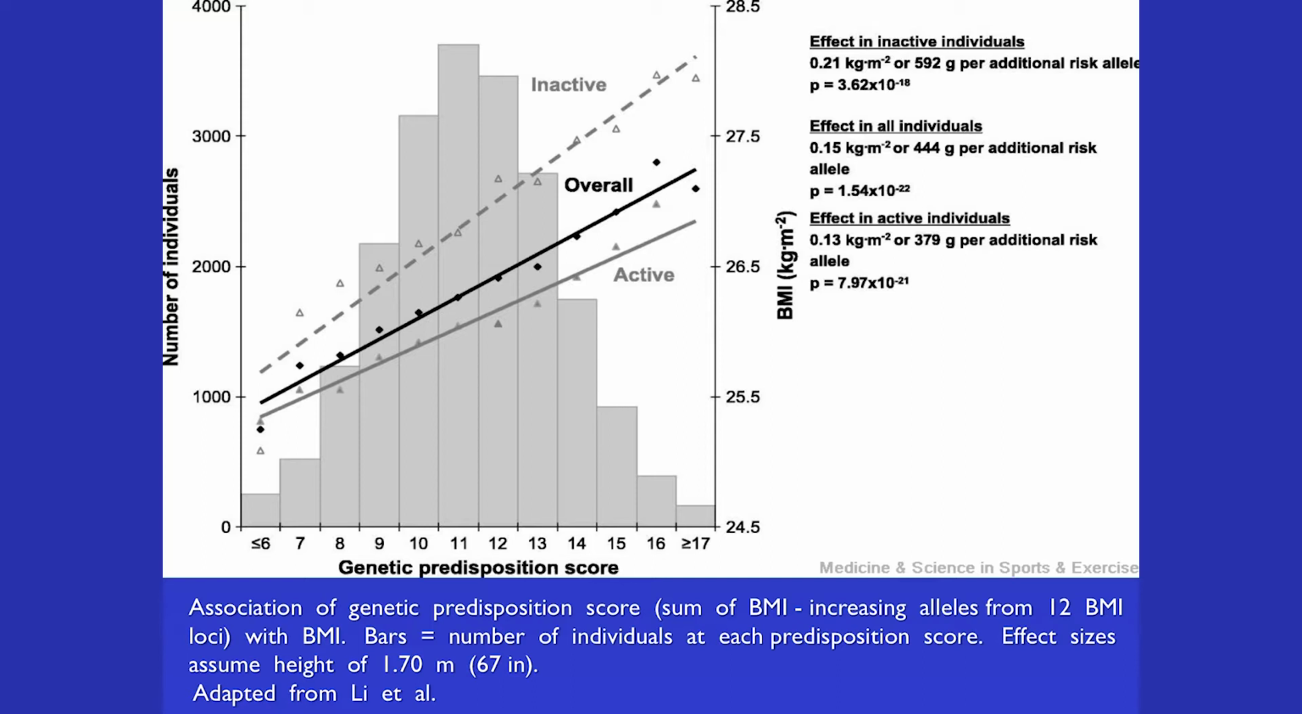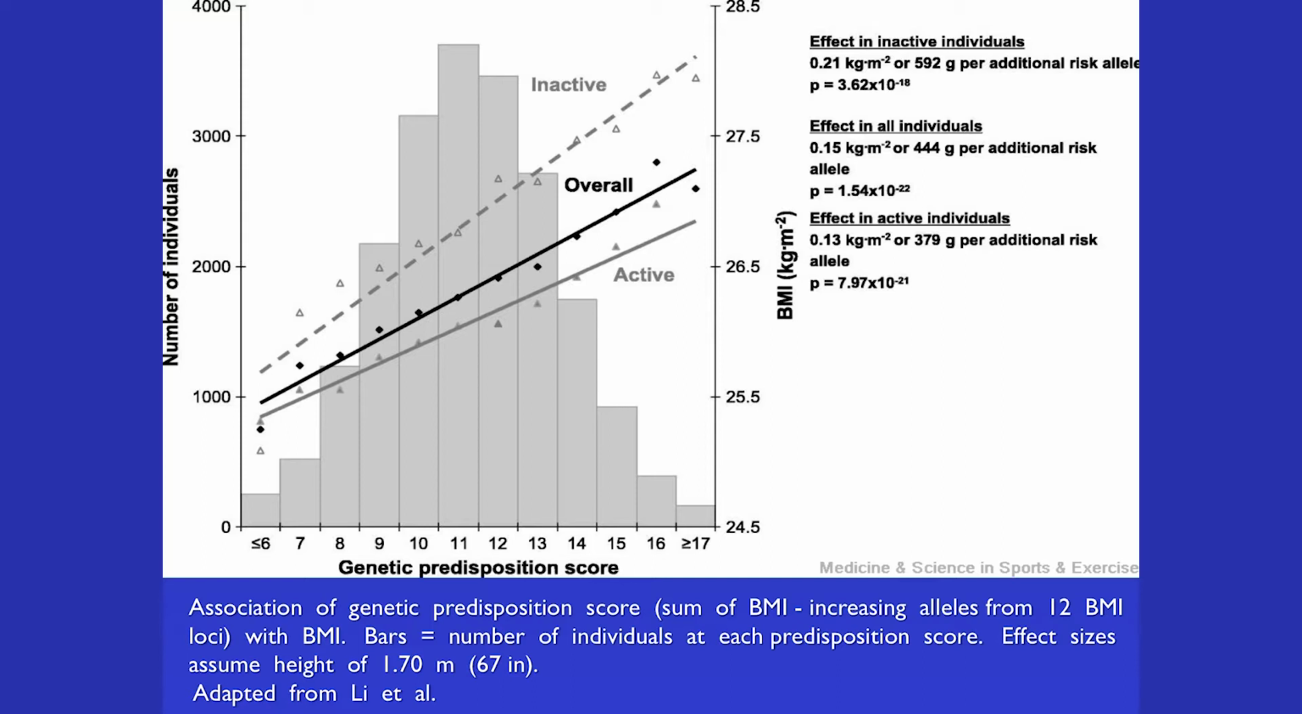So it said if you have fewer than 6 of these genes or more than 17, and this was the distribution, it's a fairly normal distribution, here's the more genes you have that are associated with obesity, the heavier you are. This is at the same height, and this is the weight at the same height. So you see it's that way.